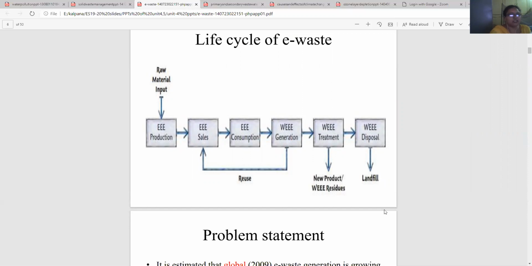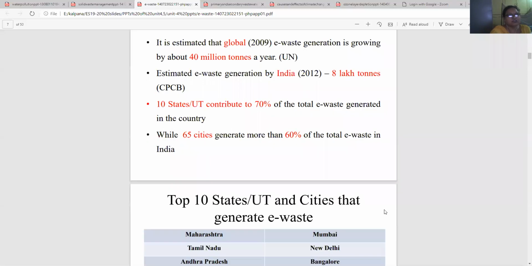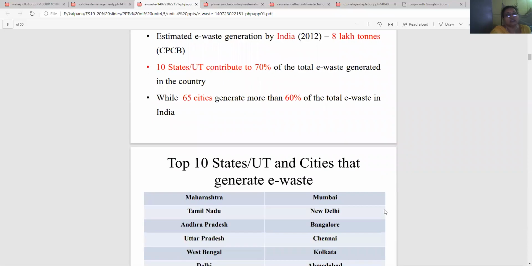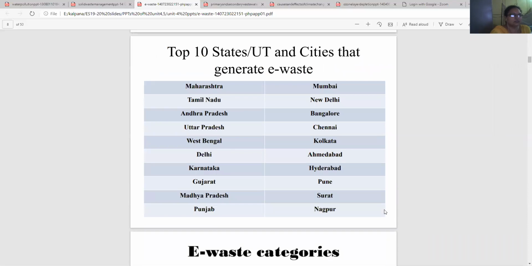The problem statement: it is estimated that global e-waste generation is growing by about 40 million tons a year. So you can think of the e-waste. 65 cities generate more than 60% of the total e-waste in India. The top 10 cities are given here. Maharashtra, Mumbai is the first one, then New Delhi, Bangalore, Chennai, Kolkata, Ahmedabad, Hyderabad, Pune, Surat, Nagpur.